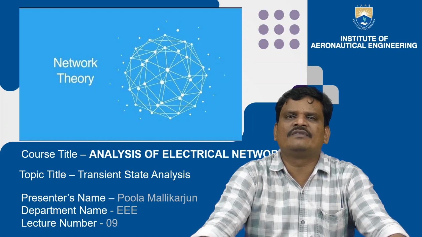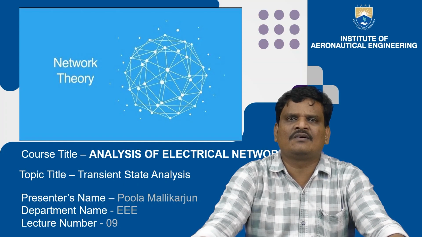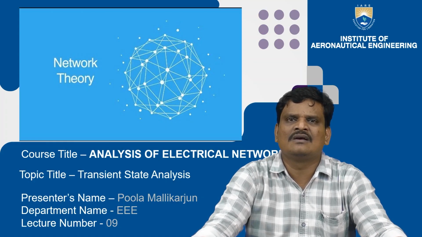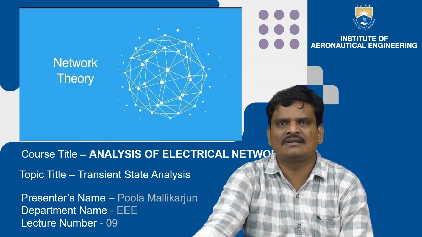Before moving into the different combinational circuits, first we will go with the behavior of a resistor, the behavior of an inductor, and also the behavior of a capacitor. All these three passive elements under a transient state. That is, how the resistor is going to behave under transient state, and similarly the capacitor and the inductor.